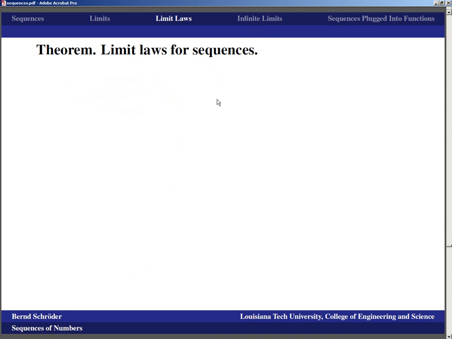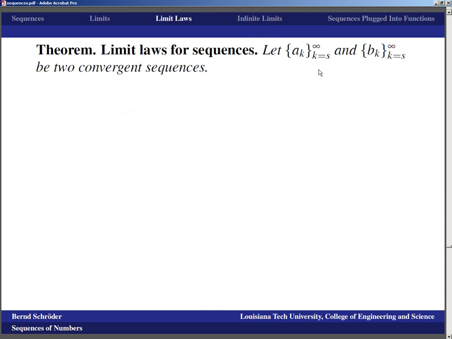Now, in terms of working with sequences, once we have these fundamental sequences, the geometric sequence as well as the harmonic sequence, we can talk about limit laws for sequences. And so if a_k and b_k are two convergent sequences, then the limit of a_k plus b_k is the limit of a_k plus the limit of b_k.